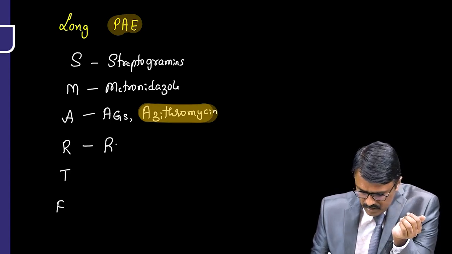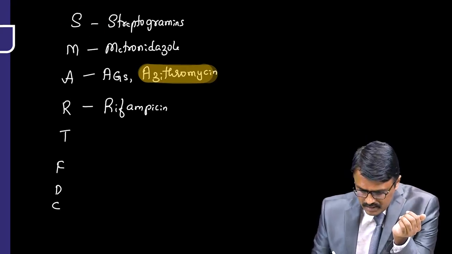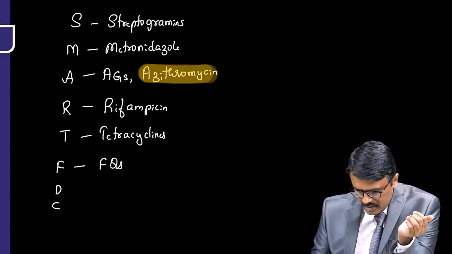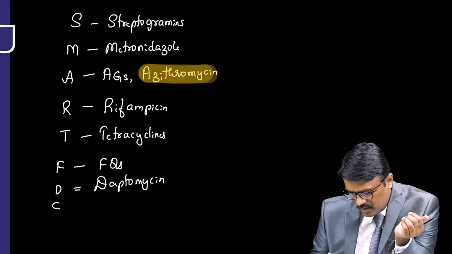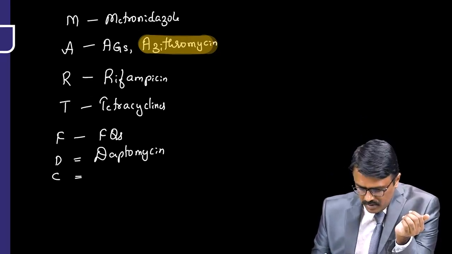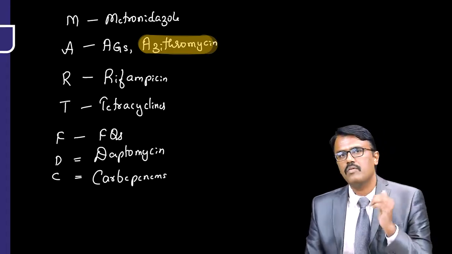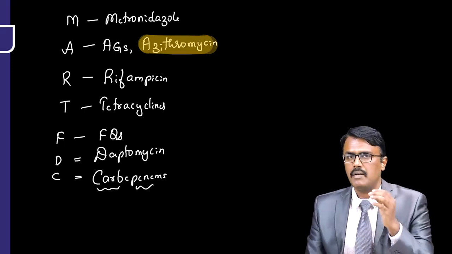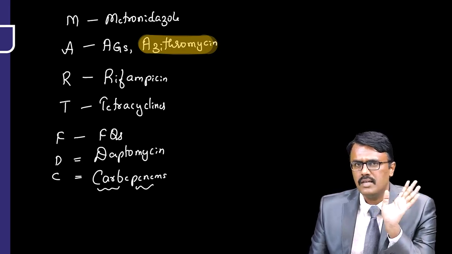R stands for rifampicin and T is tetracyclines. And F stands for the fluoroquinolones and D stands for daptomycin. So dosing of antibiotics depends on post-antibiotic effect, and C for a beta-lactam called carbapenem. So beta-lactams follow time-dependent killing, but even though they follow time-dependent killing, carbapenems have long post-antibiotic effect, so making them dosing once or twice daily, that's it.